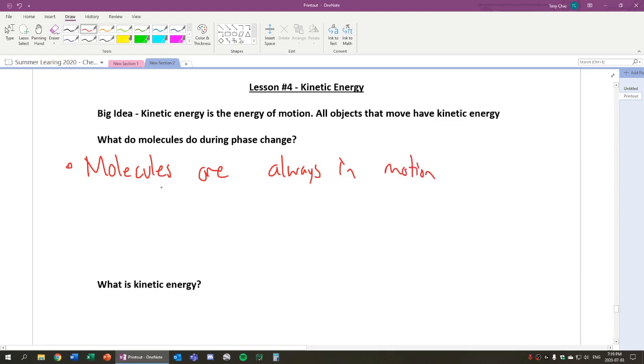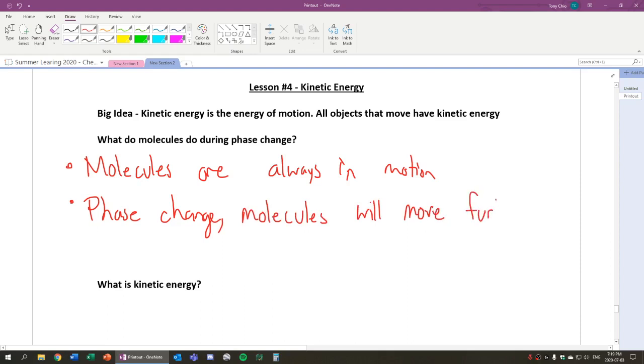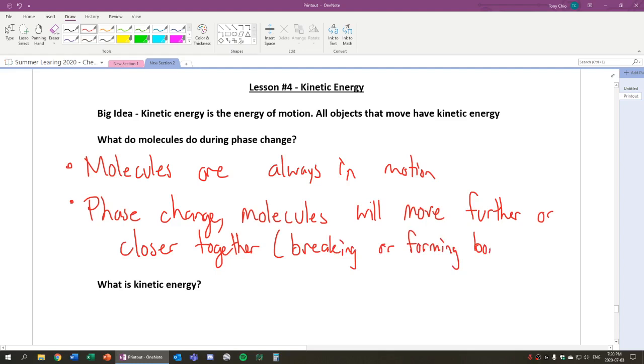Okay, so they're always in motion. The only time when molecules are not in motion is at the temperature absolute zero. Okay, so what's going on in phase change? In phase change, the molecules will move further or closer together. So what's going on is you're either breaking or forming bonds. But these are very weak bonds. We're going to detail about them in a future video.